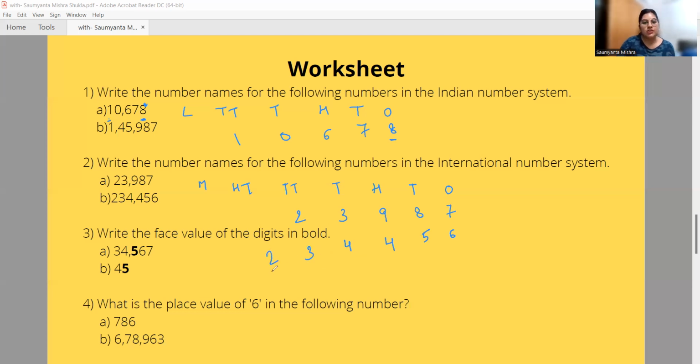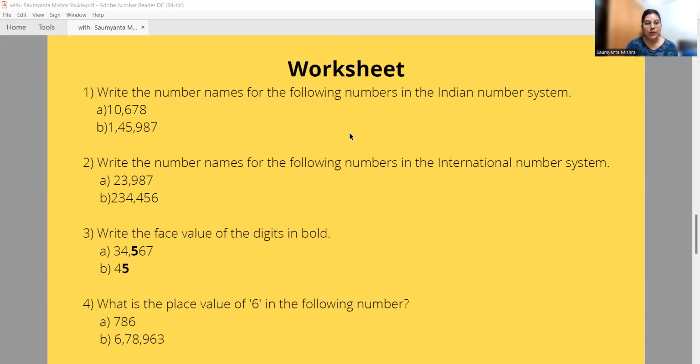Writing the second number in a similar manner, 6, 5, 4, 4, 3, 2. This number will be read as 234,456. Writing the numbers backward will be much easier for you because we know that the last digit of a number will always come in the ones place, and the first digit can lie anywhere. So it will be easier for you to define the number in any number system form.